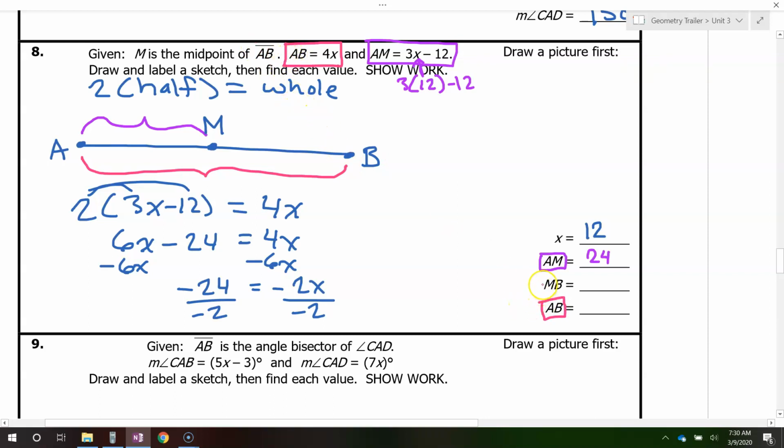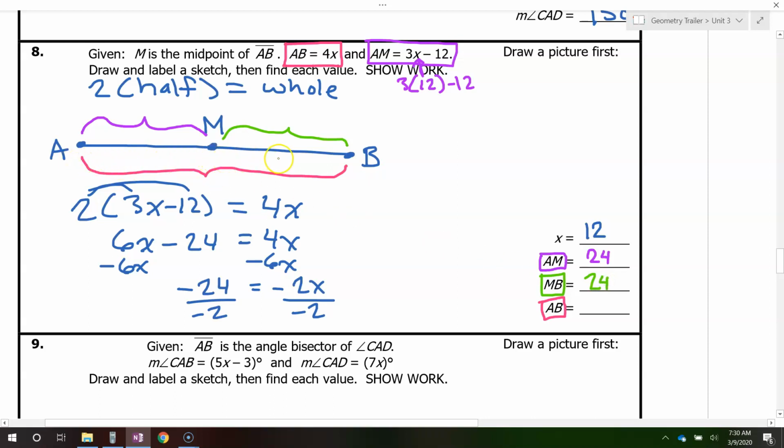Well, maybe I won't skip this. MB is right here. MB is the other half. Right? AM is half, MB is the other half. So these two should be congruent to each other. So if AM is 24, then MB is also 24.